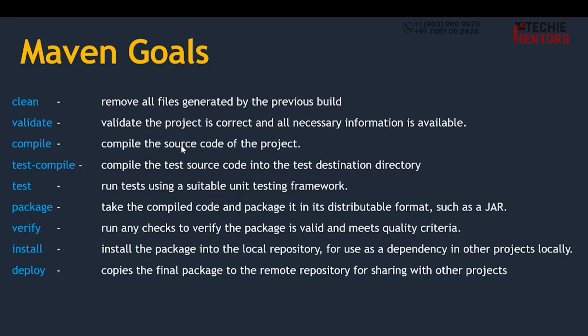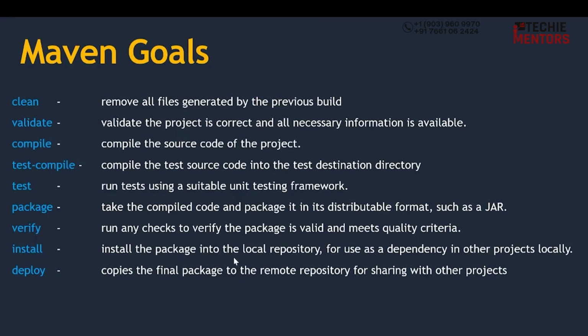Next, compile. We are going to compile the source code. It is going to compile only source code, not the test code. To compile the test code, we have the test compile. So in case we want to compile the test code, we need to use this goal. Next, test. To test the source code, whatever test cases we have written for this application are tested in the test phase or test goal. Next one is package. It takes the compiled code and packages it into its distributable format such as jar. Next, verify. Run any checks to verify the package is valid and meets the quality criteria. Whatever package we generated over here, it is going to verify that one.